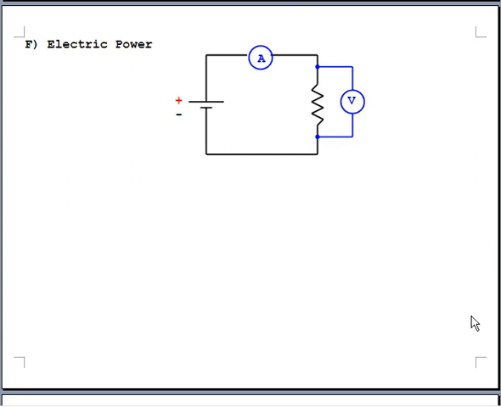Hey everyone, we're on to Chapter 9, Lesson 2. We're going to talk about electric power and energy this morning.